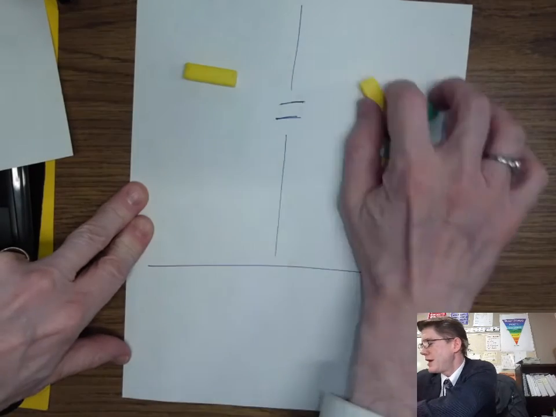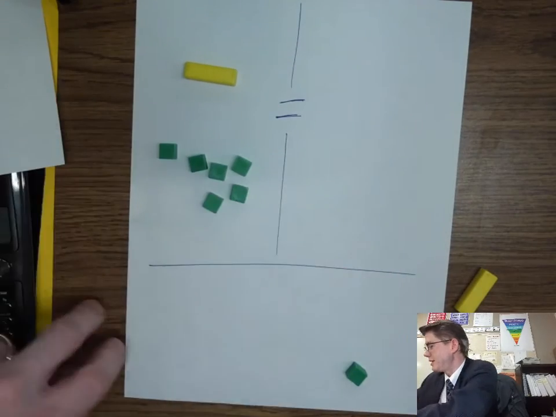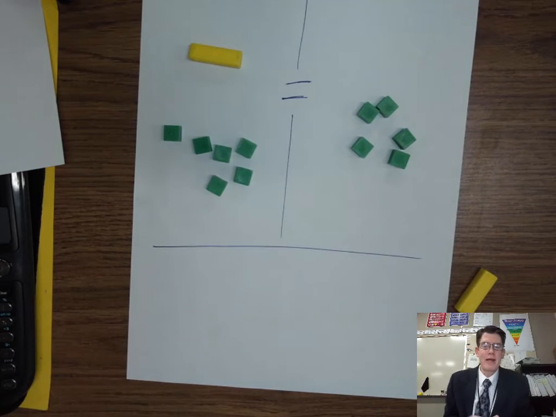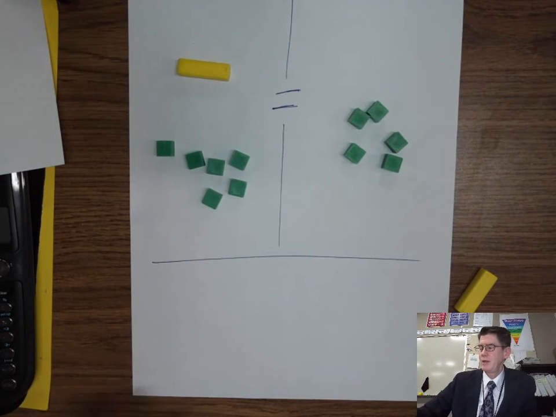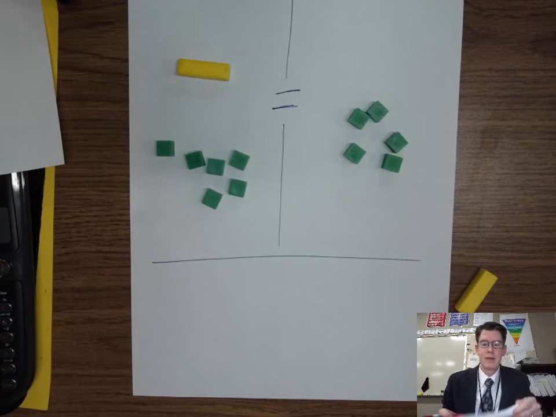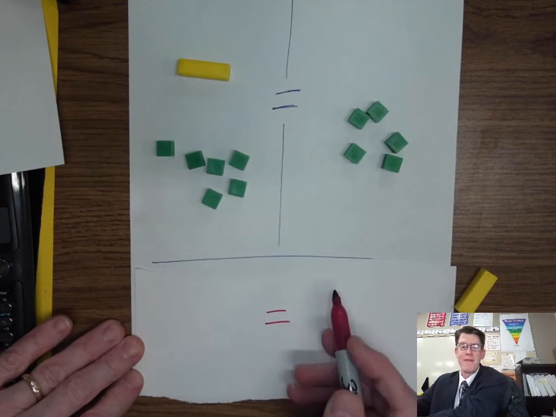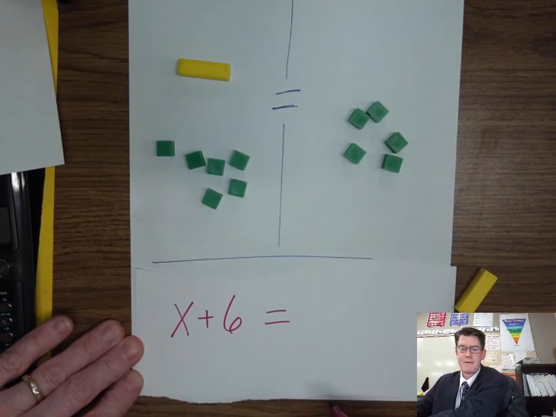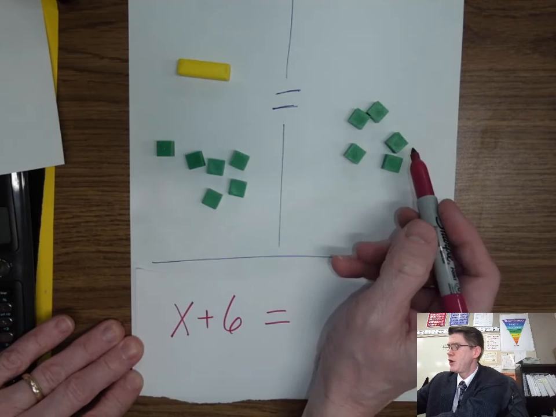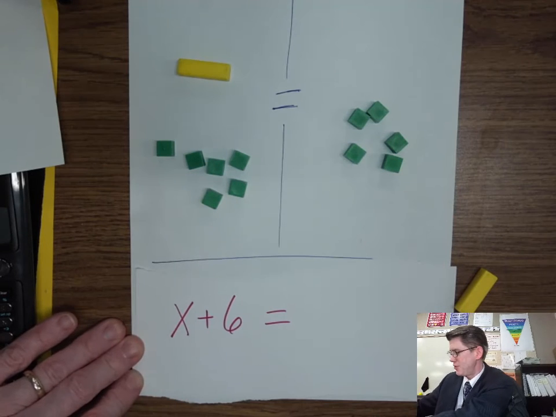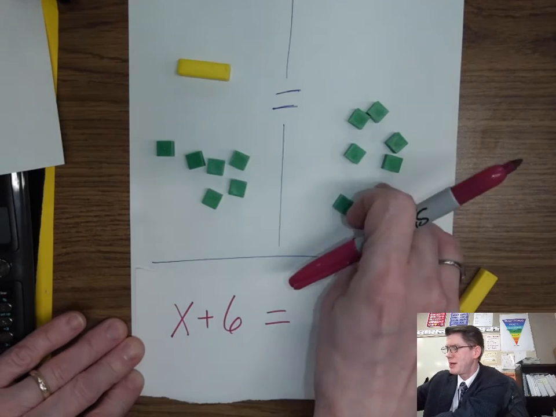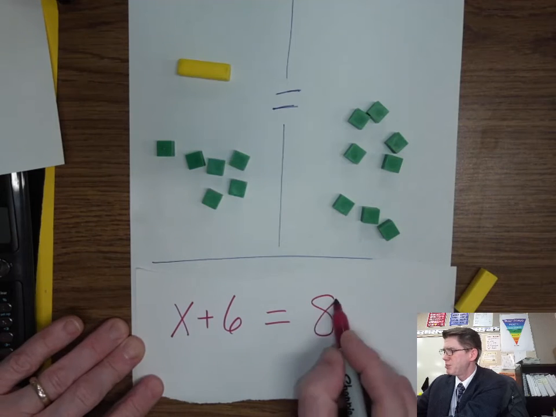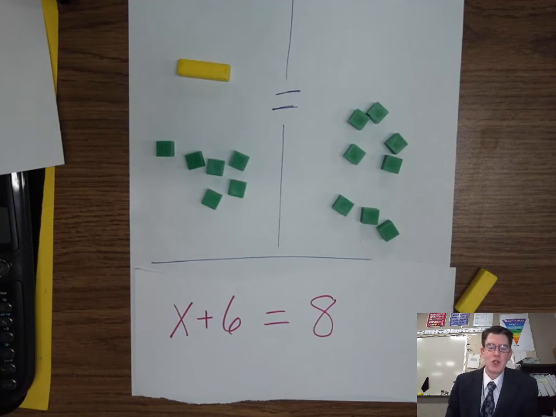Here's another one. What if I've got that right there? Well, what am I showing by that picture? Well, I'm showing that on this side of the equal sign, I have x plus 6. And then over here, I've got 8. I don't want to make it that complicated yet. 1, 2, 3, 4, 5, 6, 7, 8. X plus 6 is 8. So what does x equal?